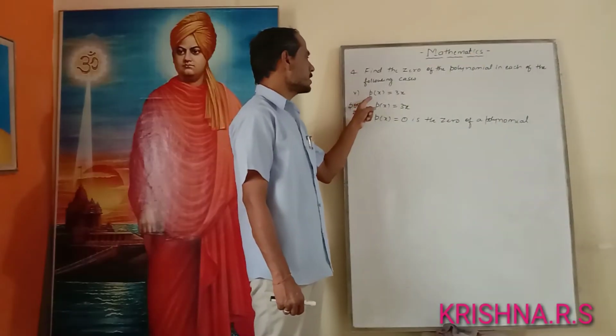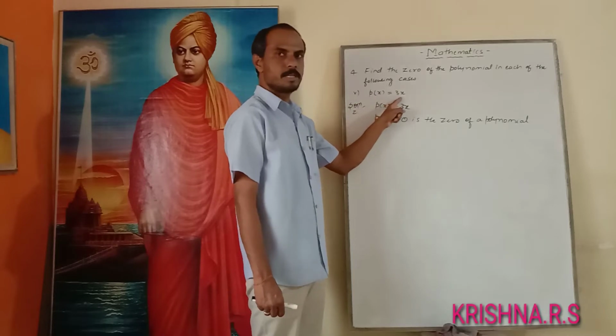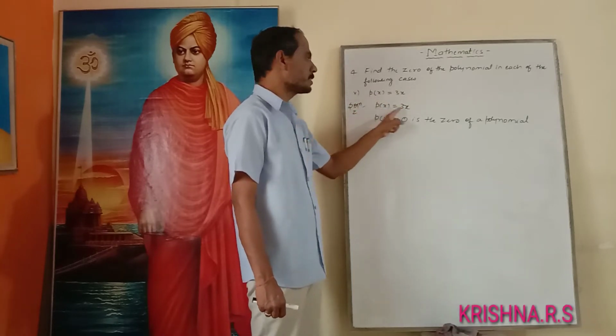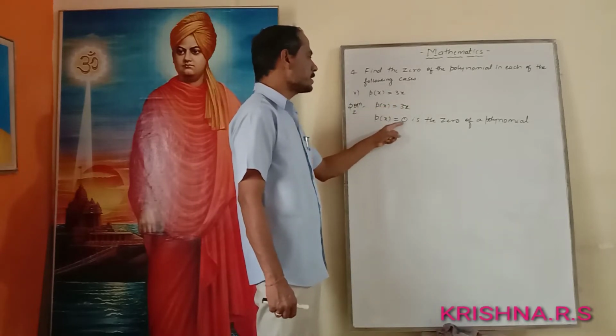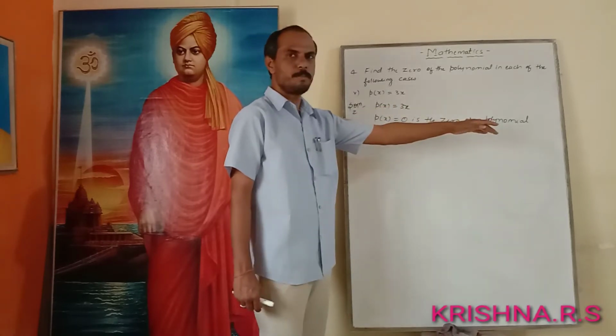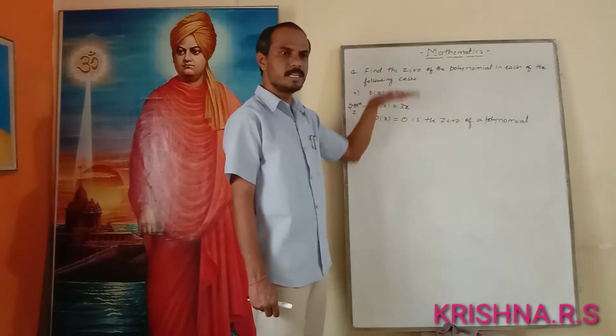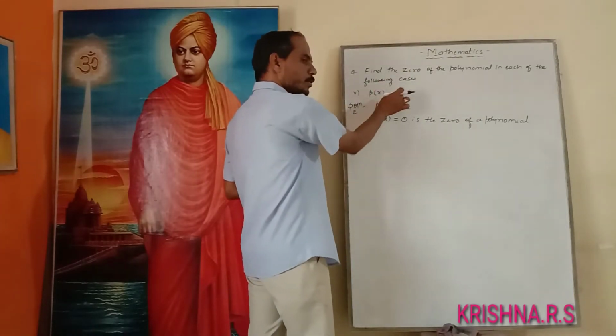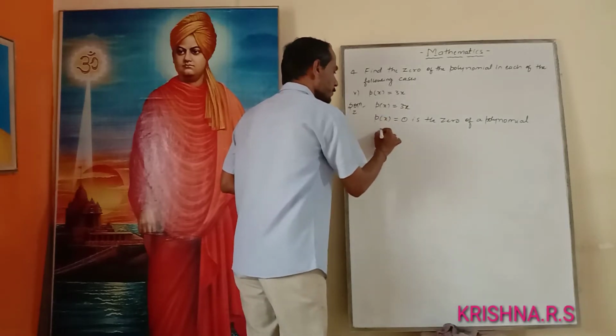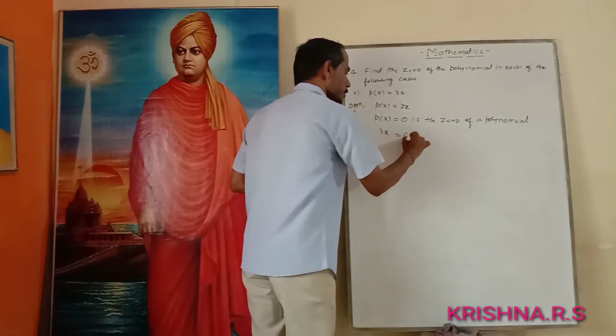See the students, fifth question, P of x is equals to 3x. In the solution step, P of x is equals to 3x, as it is, we have to write down. Afterwards, P of x is equals to 0 is the 0 of a polynomial. It is a common step for each problem. Afterwards, what we have to do? The P of x value from the question we have to take. P of x value is what? 3x is equals to 0.